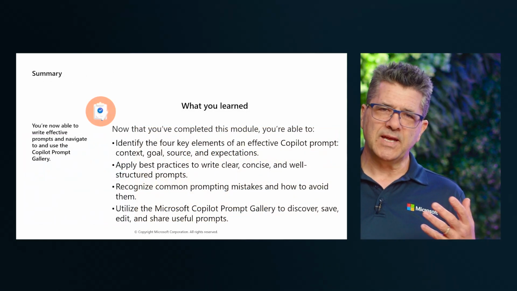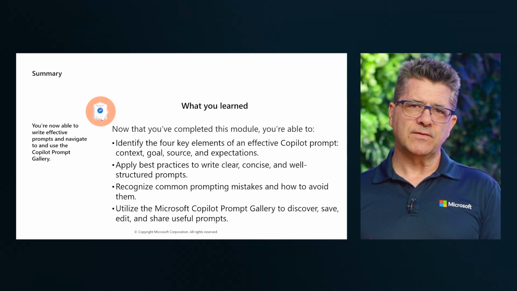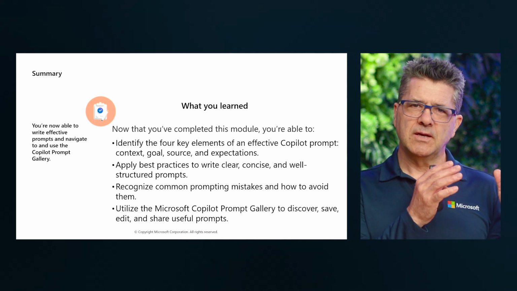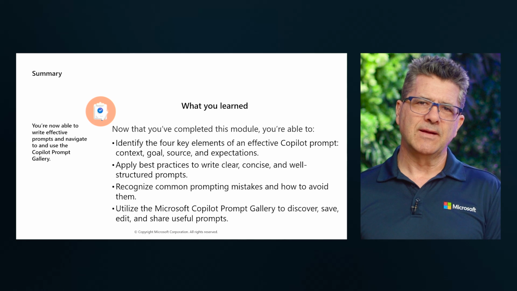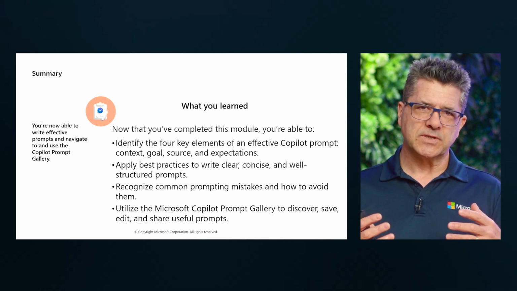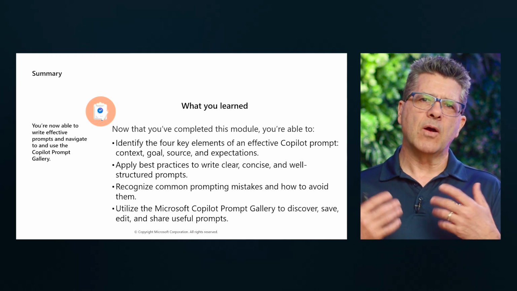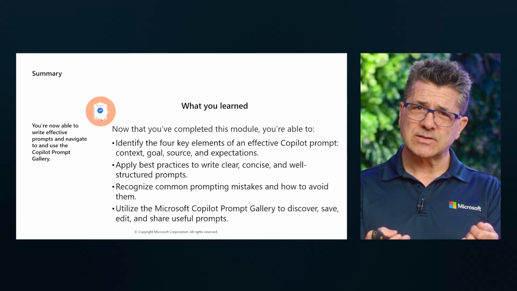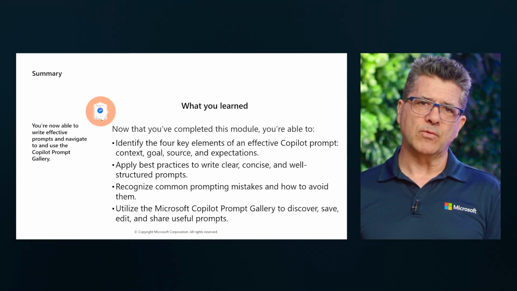And this brings us to the end of module number 2. In this module, we were able to identify the key elements of effective prompts. We talked about the context, the goal, the source, and then the expectations. This helps us craft well-proportioned prompts that will be more efficient. And of course, we can always create the prompt and then ask Copilot to help us solidify that, ensure that it is exactly how we want it.